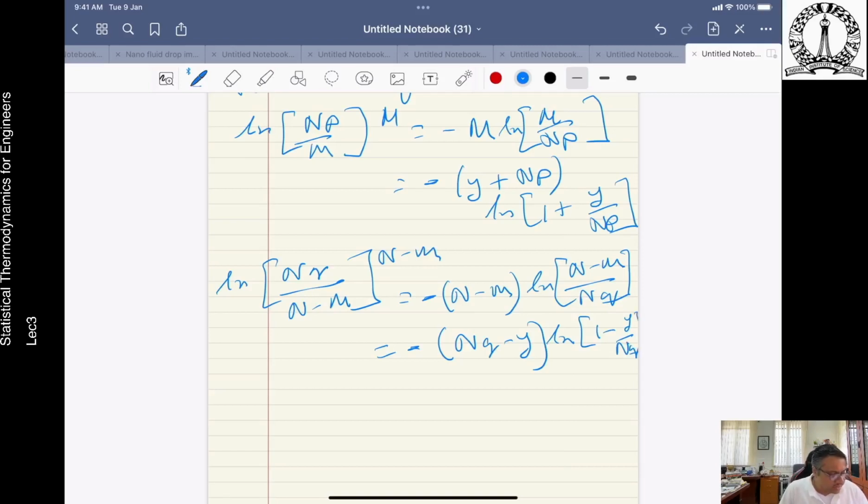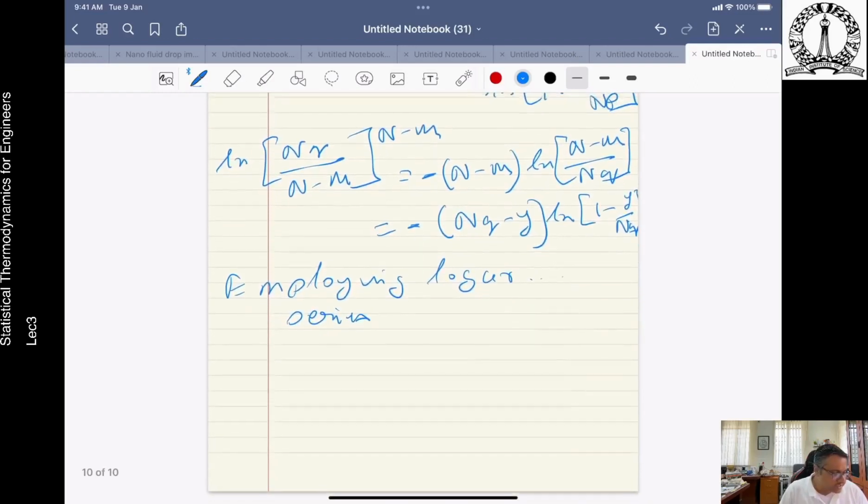So employing the logarithmic series, which basically tells you that ln of 1 plus or minus z is almost equal to plus or minus z minus z squared by 2, for all z less than 1 at moderate values of p.